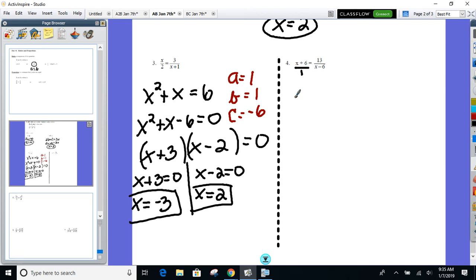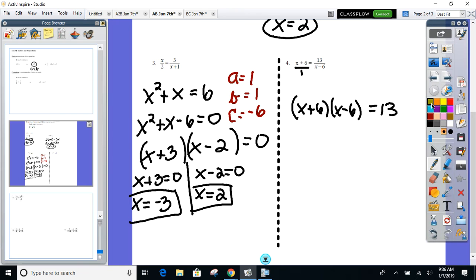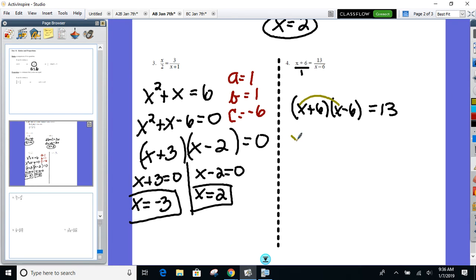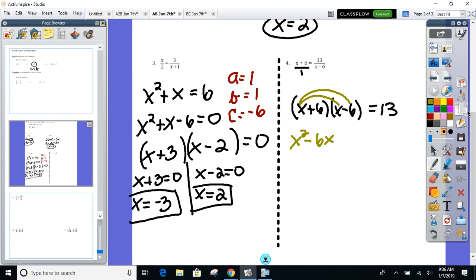So the first two expressions you're multiplying are x plus 6 and x minus 6 equal to 13. I don't like the term FOIL. If they used that last year, I'm not a big fan of that. I like double distribute. So I'll do this one with you. Ready? X times x, x squared, x times -6, -6x. Now distribute the 6.